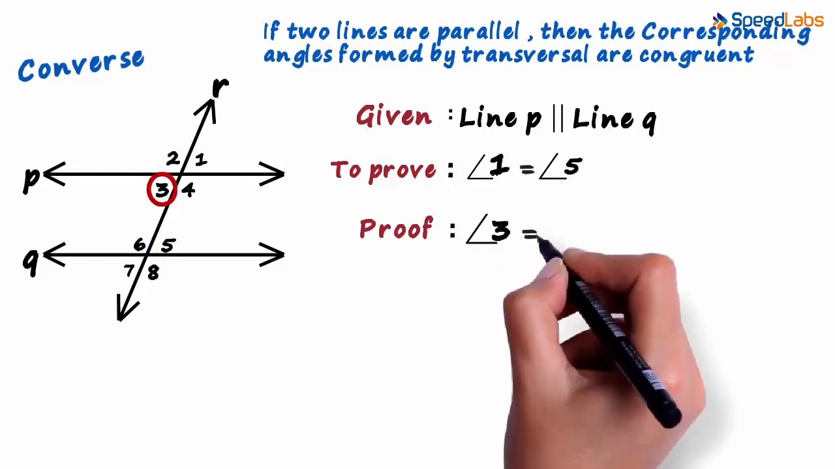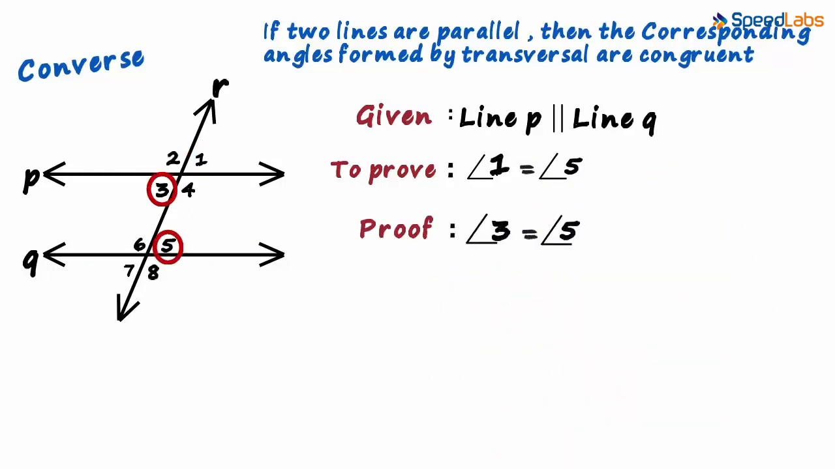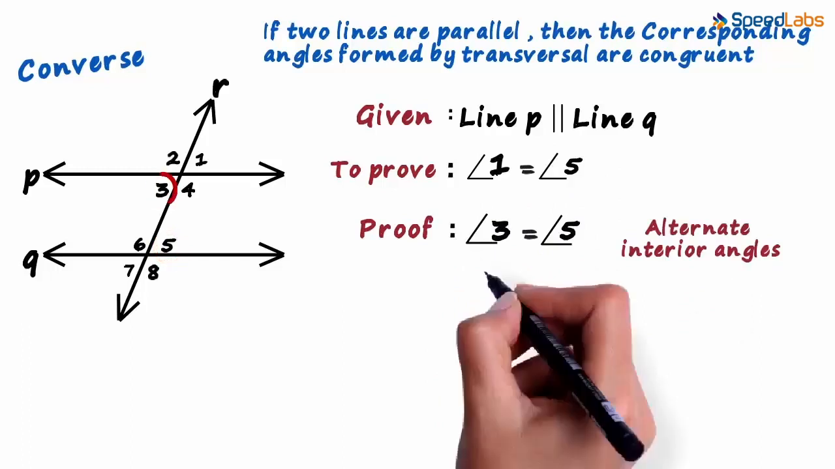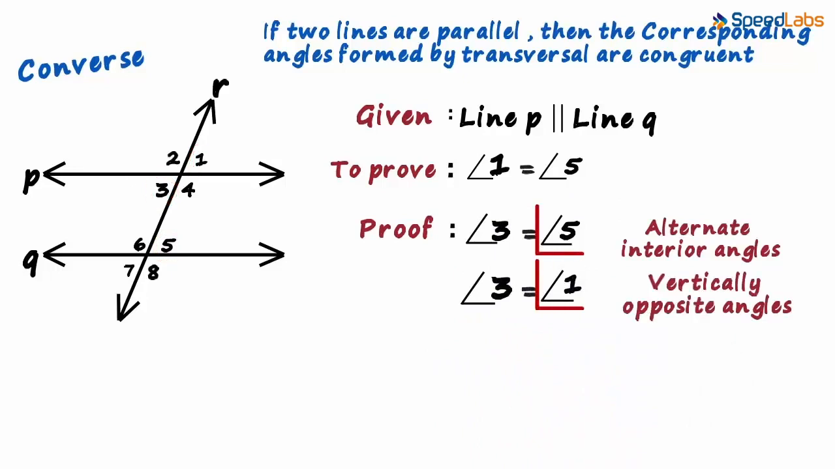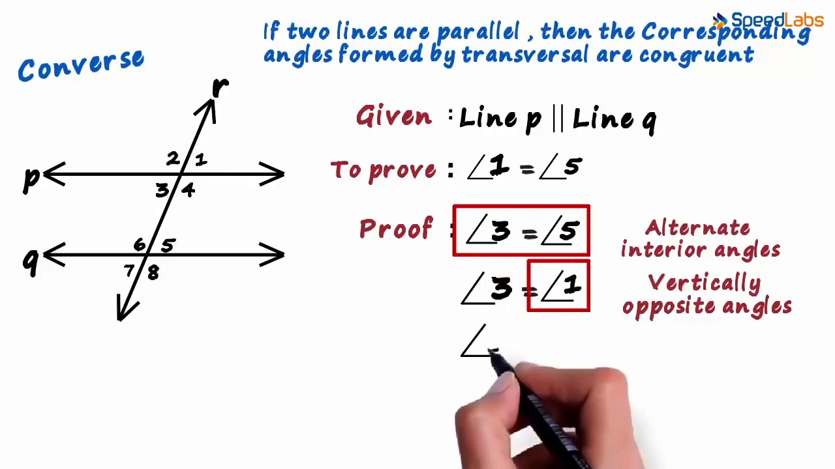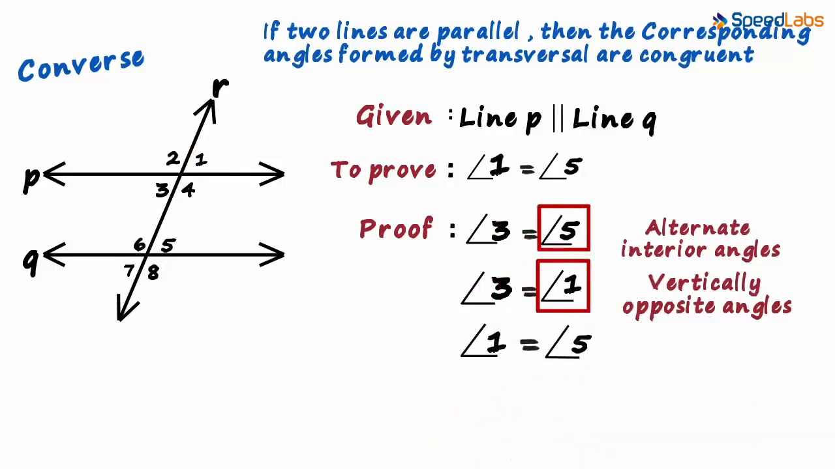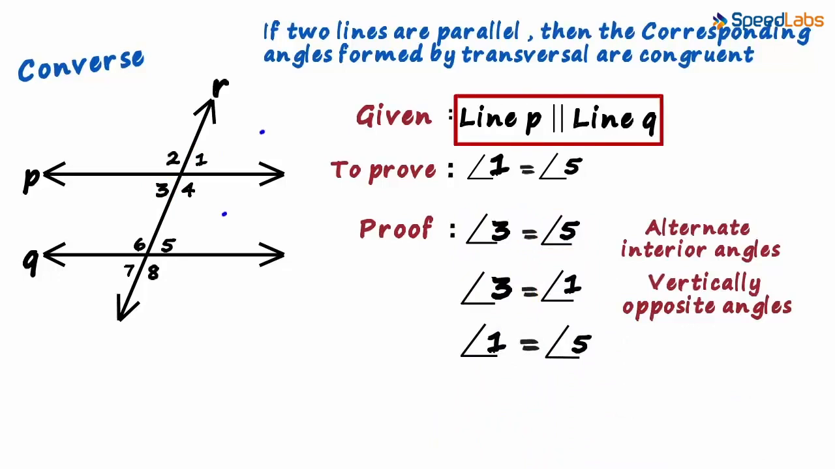Angle 3 is equal to angle 5 because they are alternate interior angles. Angle 3 is also equal to angle 1 because they are vertically opposite angles. Both these angles are equal to angle 3, which means that angle 1 is equal to angle 5. If lines P and Q are parallel, then the corresponding angles formed by the transversal are equal.